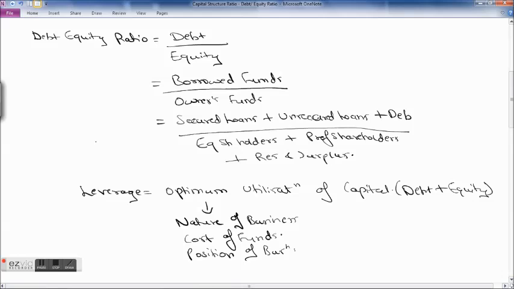So using this debt equity ratio, you can find out how much more debt you can take to reduce the equity, and how to maintain the balance between the debt and equity so as to reduce your cost of funds and utilize your capital to the optimum level. Now let's see an example of calculating a debt equity ratio.